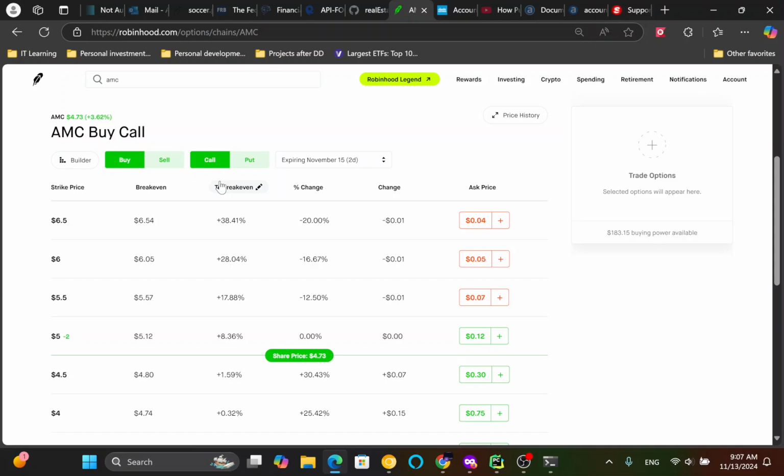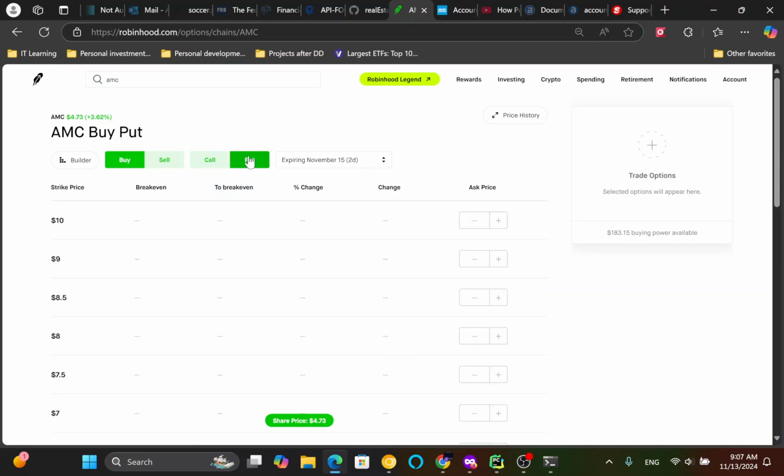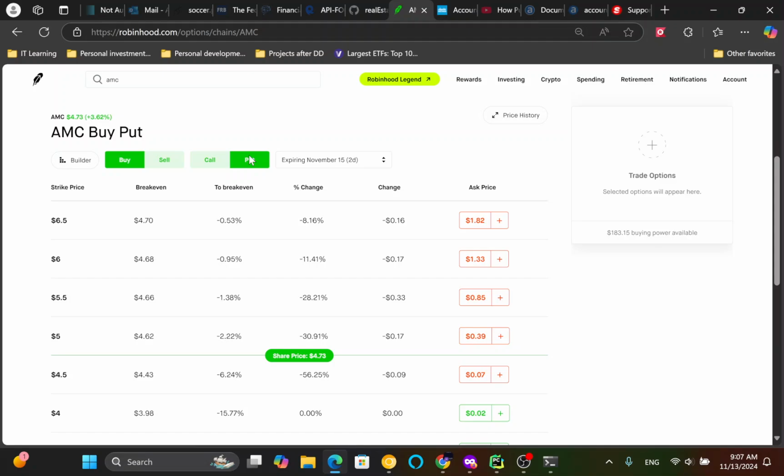The next one is buy put, which allows a user to sell a stock for a specified price. You think the stock will drop. It's used to protect portfolio value when the market is bearish.